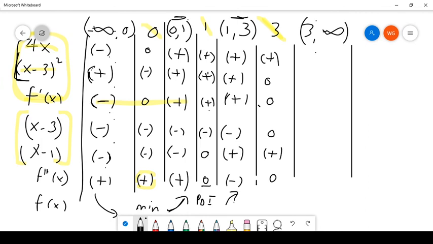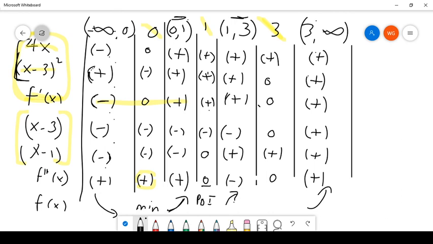Okay, so now let's take our final interval, 3 to infinity. Let's pick 4. 4 times 4, positive. 4 minus 3, squared, that's a positive result. Interesting. The first derivative is positive. What we have here is 4 minus 3, positive. We have 4 minus 1, which is positive. And a positive times a positive is a positive. Oh, wow. So this is really interesting. The function is concave up, positive.